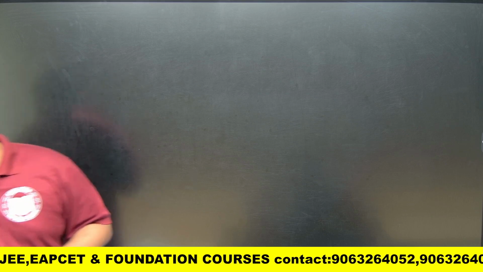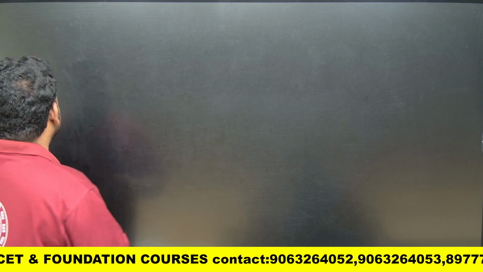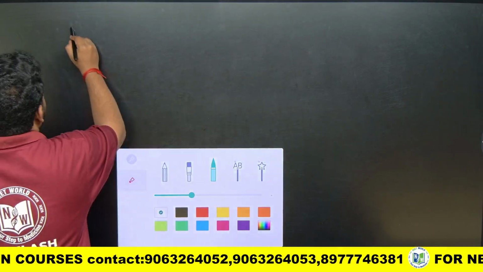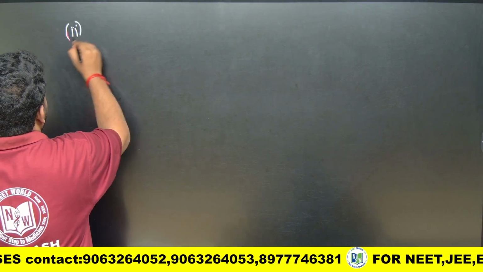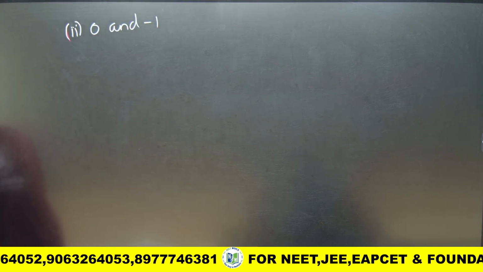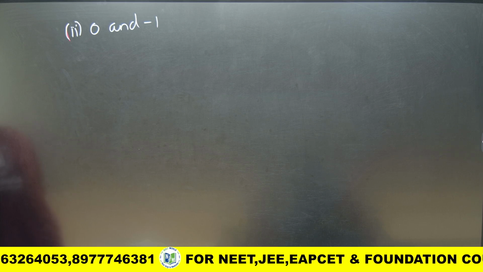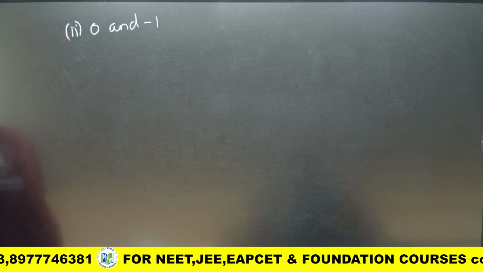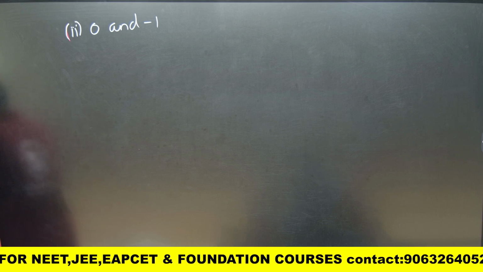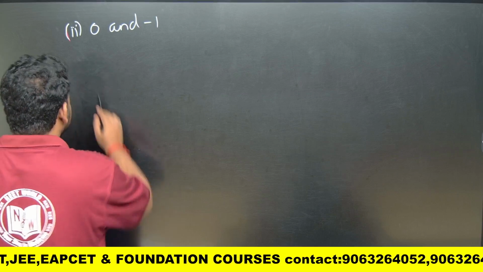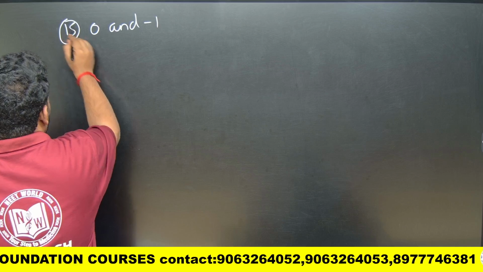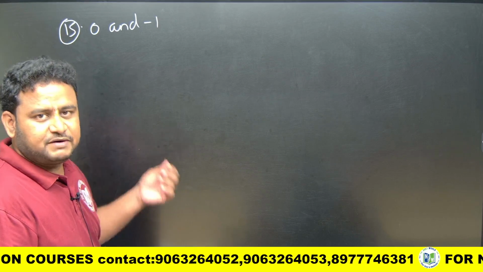Zero and minus 1. So in this question they were given 0 and minus 1, I think. Okay, actually this is the 15th question, that is not the 14th question. They have given 0 and minus 1. What are the 0 and minus 1? Sum of the zeros and product of the zeros.